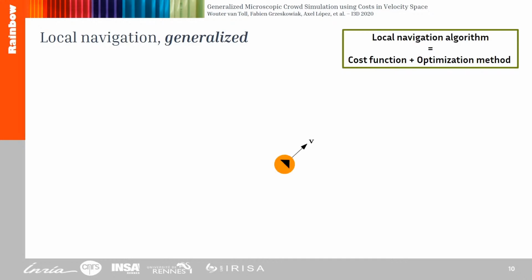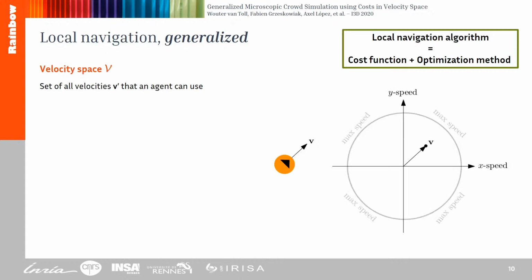What does this mean? Well, let's take another agent as an example that is moving at a certain velocity. We could define the velocity space as the set of all velocities that this agent can currently use. If the agent has a certain maximum speed that it can attain, then this velocity space can be visualized as a disk, where the boundary indicates the maximum speed, and the x and y axes indicate the x and y components of the velocity vector. And of course, the velocity that the agent is currently using lies inside this disk as well.